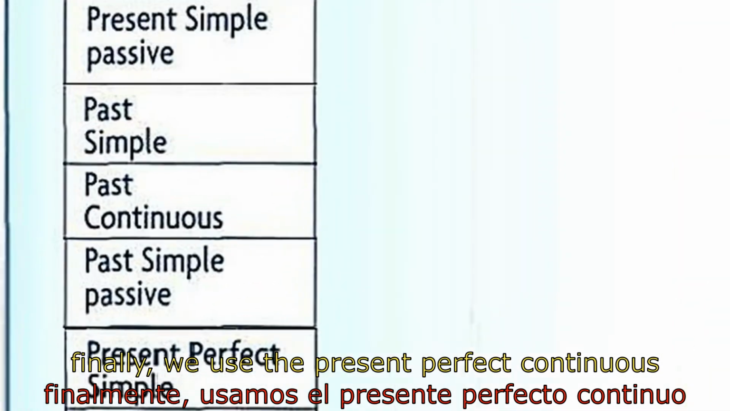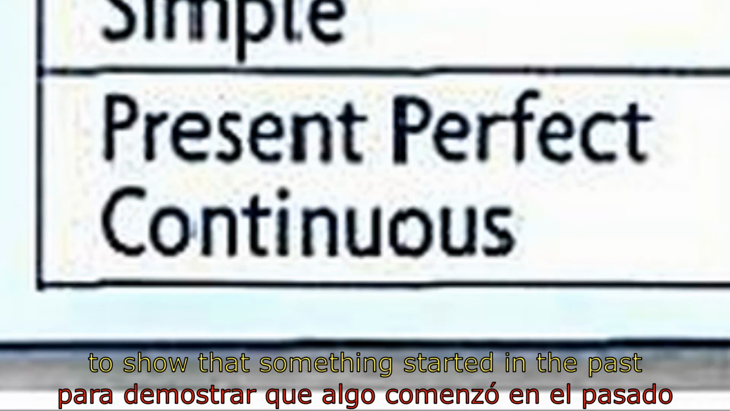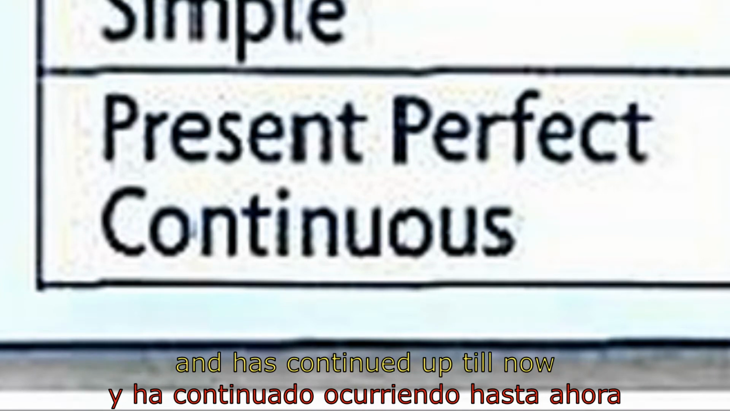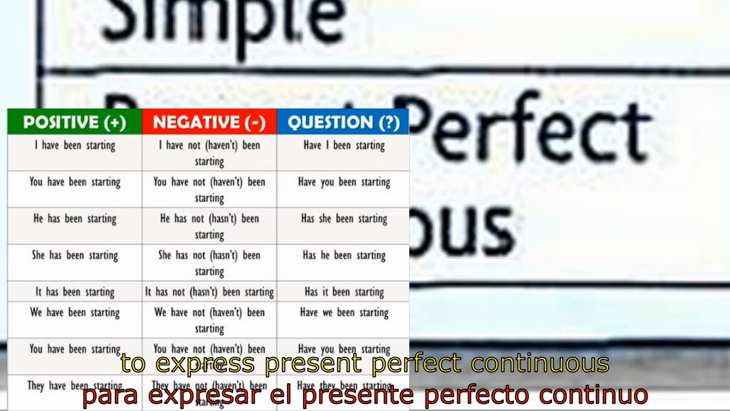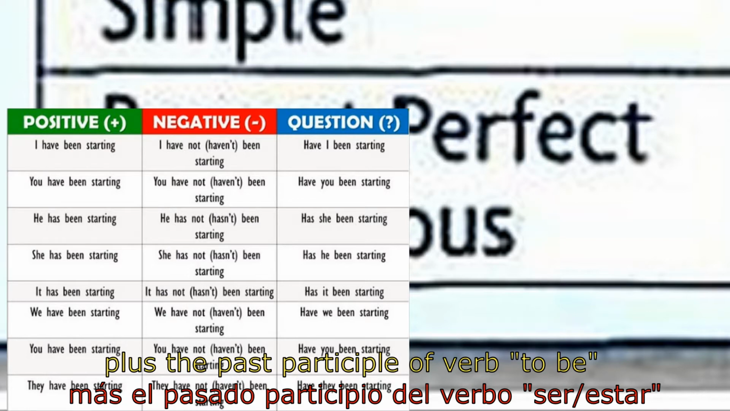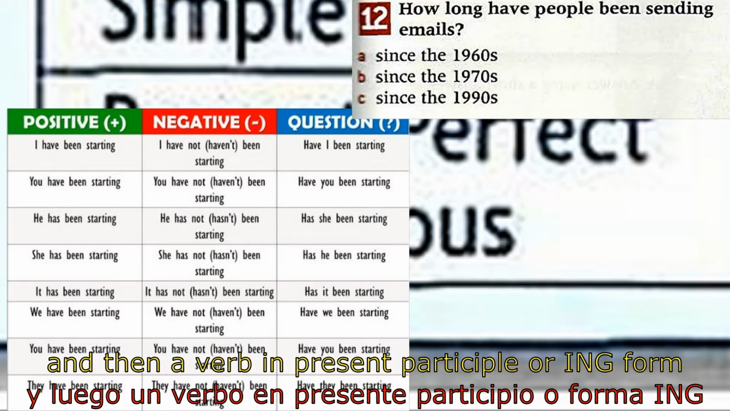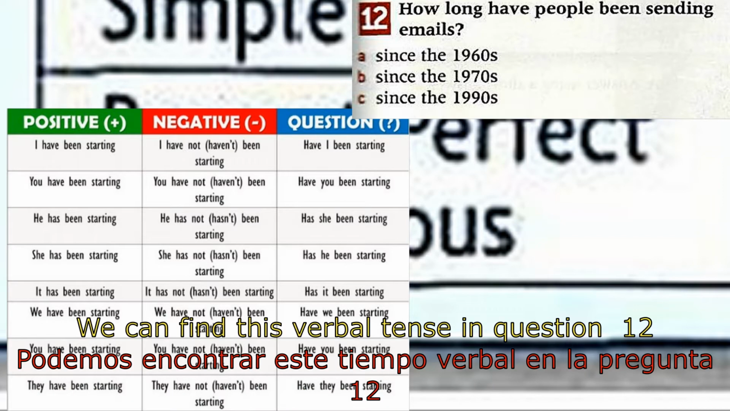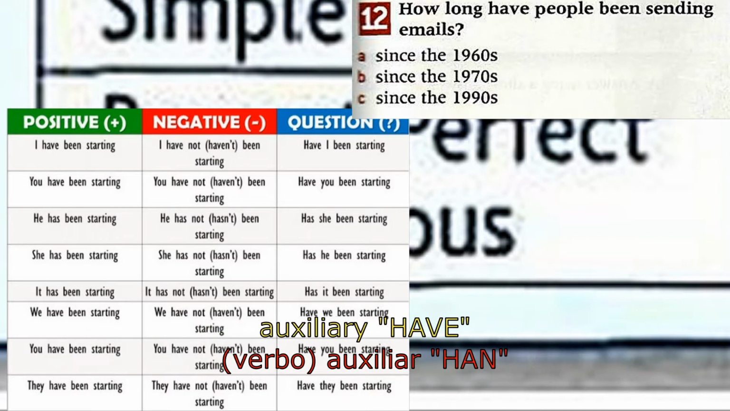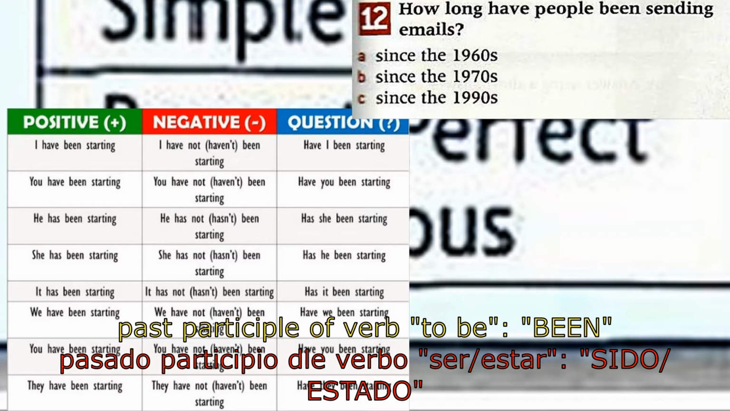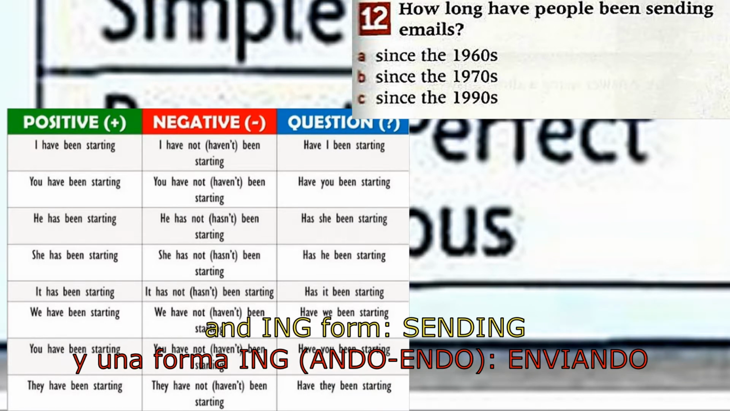Finally, we use the present perfect continuous to show that something started in the past and has continued up till now. To express present perfect continuous, we use have or has plus the past participle of verb to be, been, and then a verb in present participle or ing form. We can find this verbal tense in question 12: auxiliary have, past participle of verb to be, been, and ing form, sending.